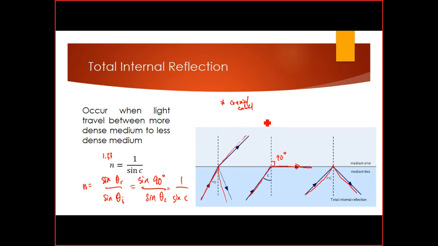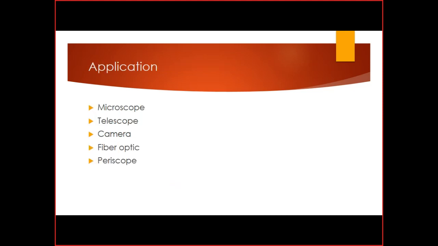Once you get the critical angle for water, if the question asks how you can get total internal reflection, just let the angle be bigger than the critical angle. If you let the angle be bigger than the critical angle, then you will get total internal reflection. All right, so this is the application part.